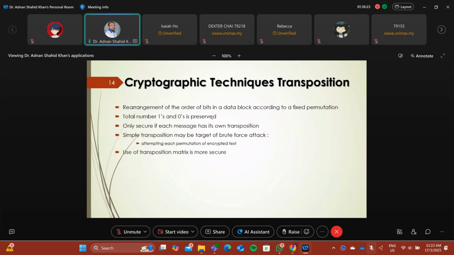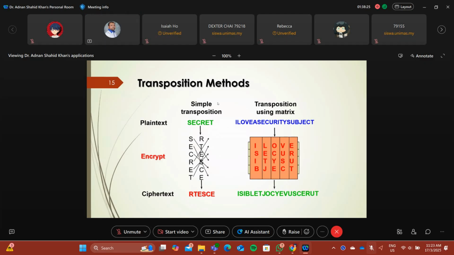Transposition is a rearrangement. We go to this one. It's a plain text, make a secret. It's a plain text, simple transposition. How to encrypt? So this S goes to E, E goes to C, T goes to this T, R goes to S. So we do transposition, we change the position. Then we encrypt and get the ciphertext. Once we change the position, we get RTECSE.